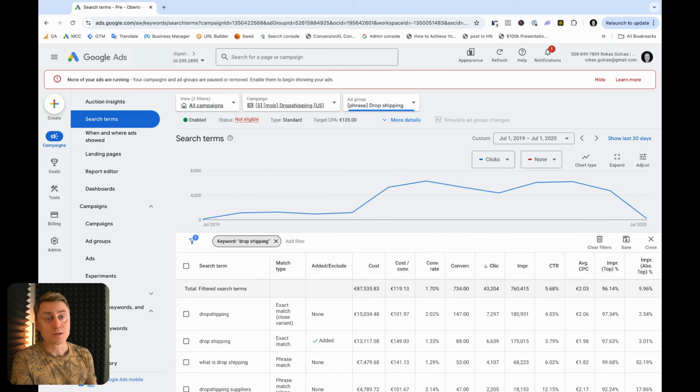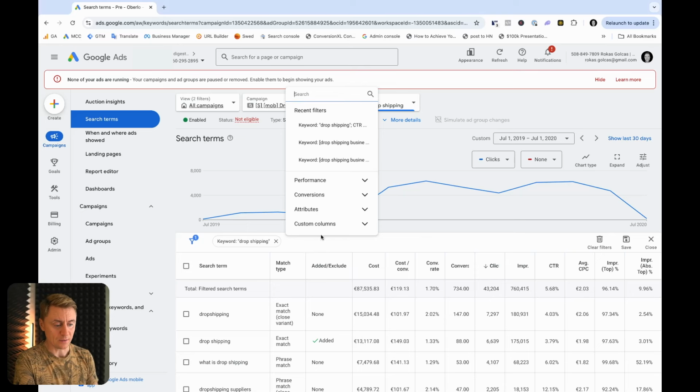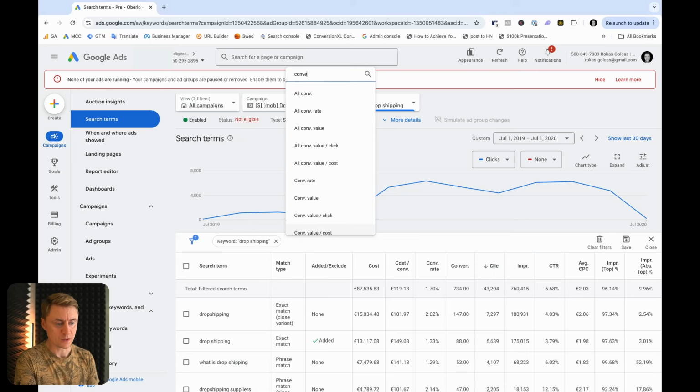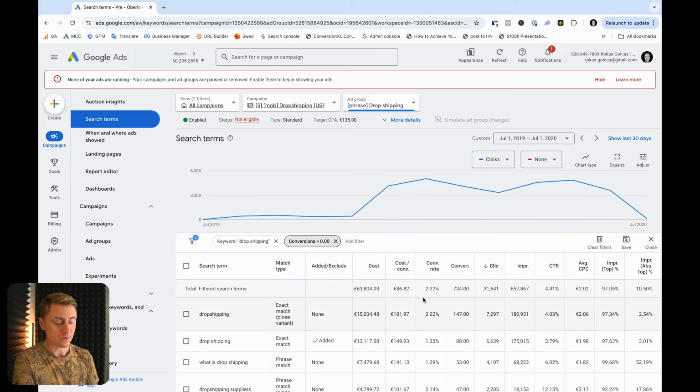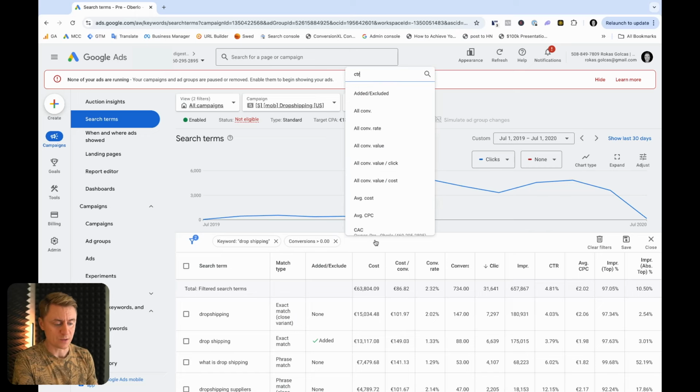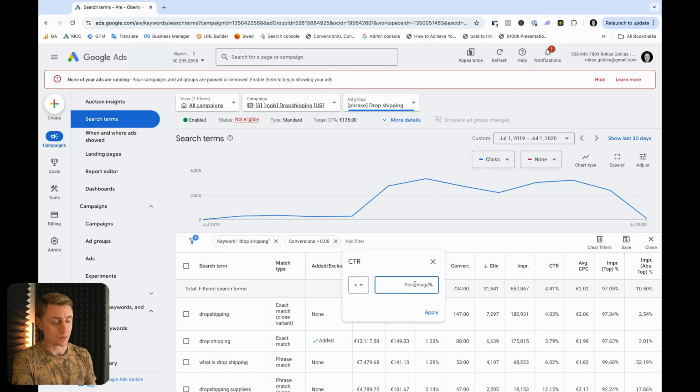Let's find possible conversion drivers, the keywords that may drive conversions. What you need to do is add a filter of conversions, because we need to see if they convert. So we select conversions more than 0. Then we need to find keywords with lower CTR to see if the ad does not resonate. So the keyword or the search term converts, but they have low CTR, meaning that the ad does not resonate completely with those search terms. So we have CTR, and you can have lower than your average. This is almost 5.